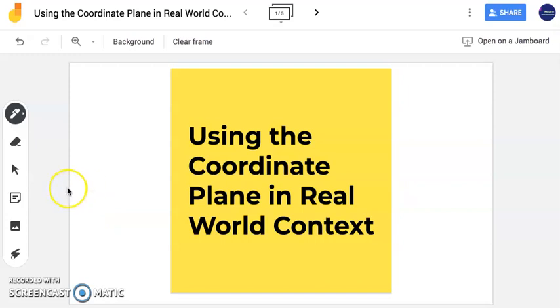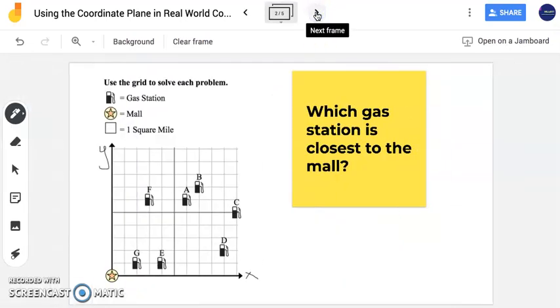Hello, today we're going to focus on using the coordinate plane in real-world context situations. The first picture we have here is actually a coordinate plane, but on this coordinate plane there's a mall and many gas stations. I know this by looking at my key given to me. Notice this picture here represents a gas station. This picture here represents a mall, and this picture here is actually one square that's telling me that each unit on this coordinate plane represents 1 square mile. So when we say that there is a distance of 2 units, that's really representing 2 square miles.